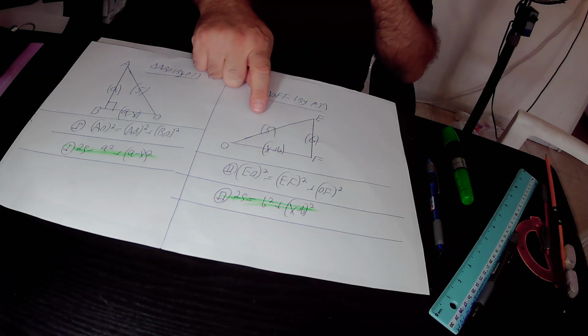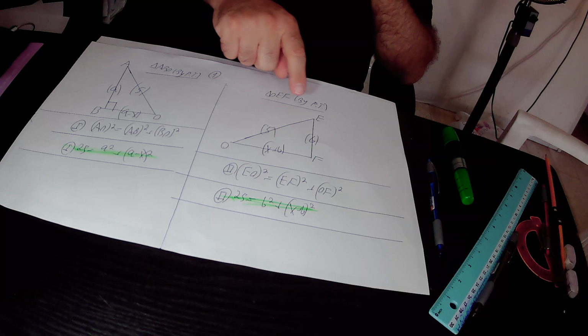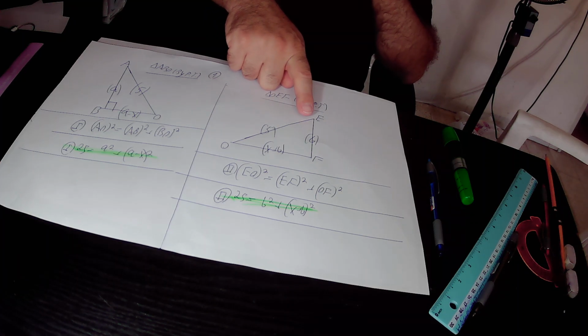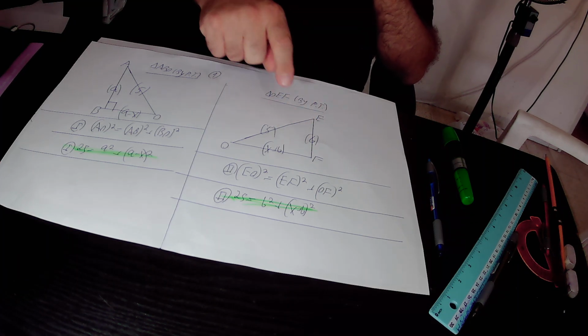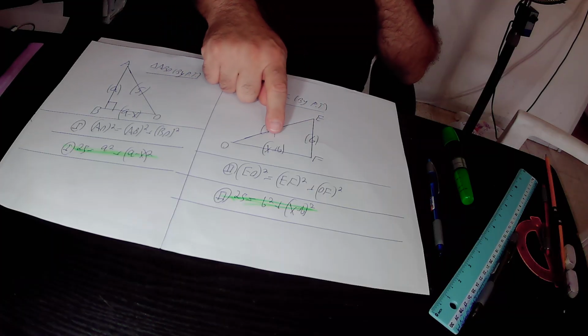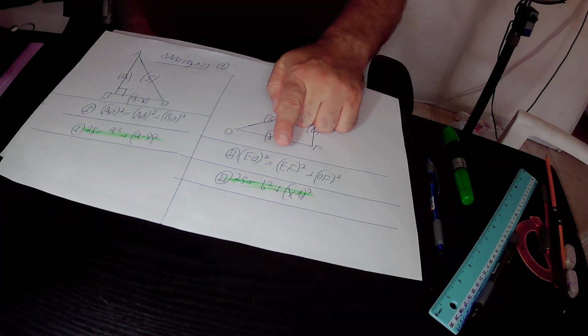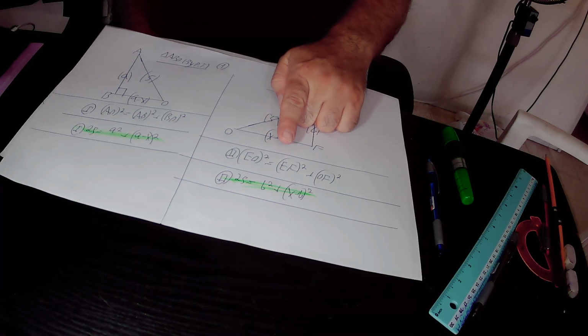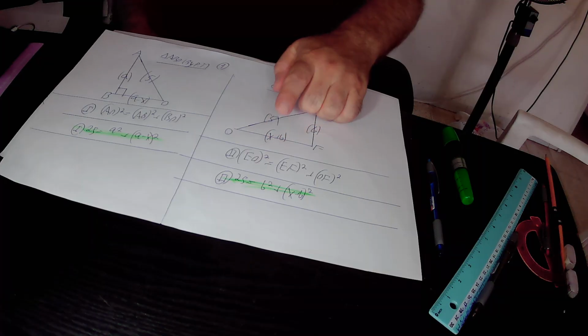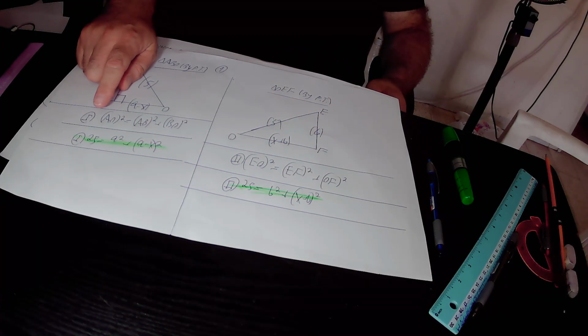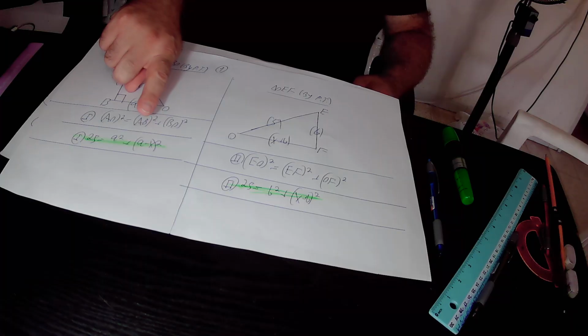EO is 5, therefore EO squared is 5 squared, that is 25, and this equals EF squared. EF is B, therefore EF squared is B squared, plus OF squared. OF is X plus B, therefore OF squared is (X plus B) squared. So according to equation 2, 25 equals B squared plus (X plus B) squared. This is according to equation 2, while according to equation 1, we have found that 25 equals A squared plus (A minus X) squared.